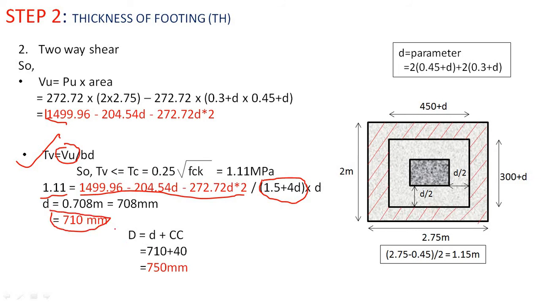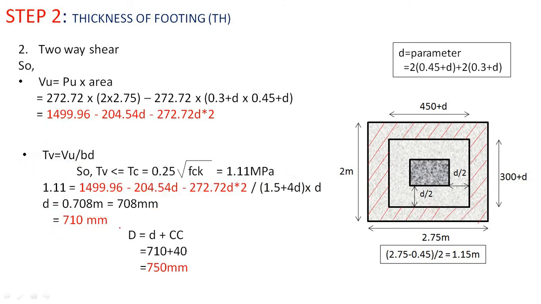After solving this, we will have the depth, or thickness, of the footing as 710 mm, which is more than 150 mm as per the IS code. So it is okay. From the first, bending moment, and from the second, two-way shear, the maximum value of the depth is 710. So we will use the thickness of footing as 710. So it is the effective depth.